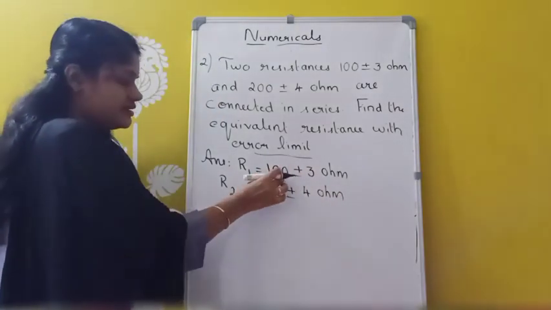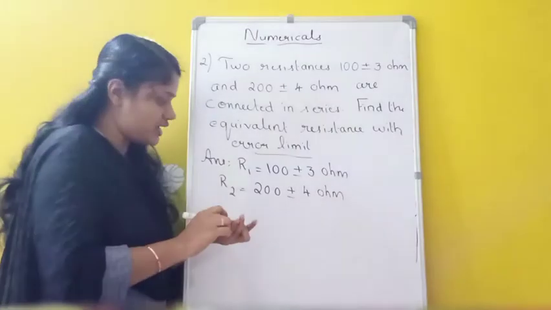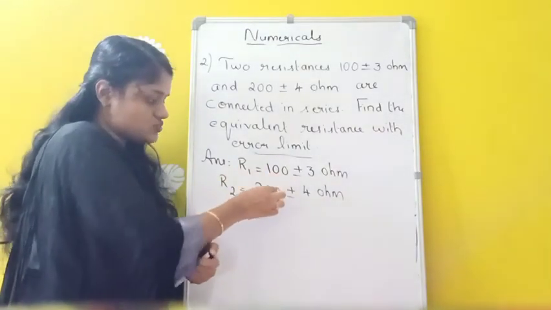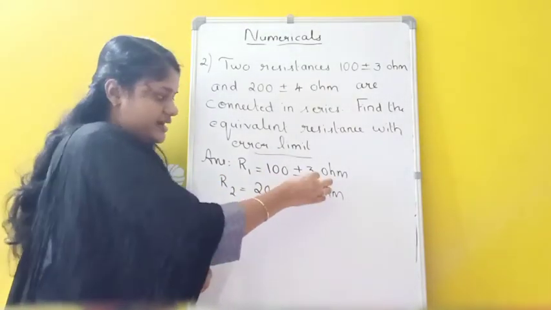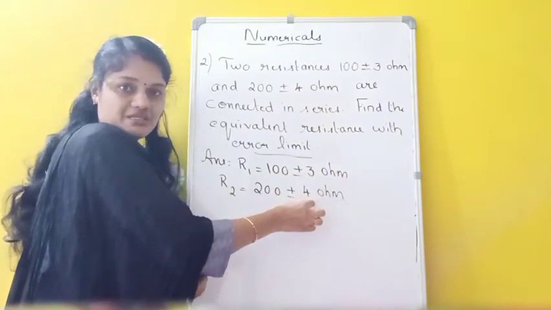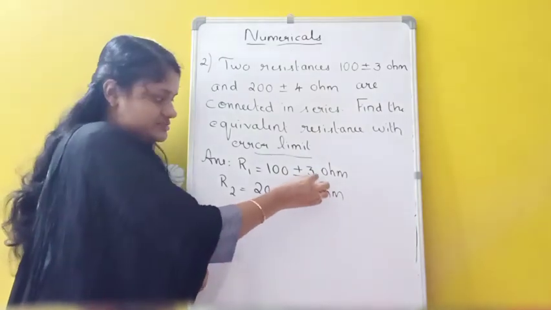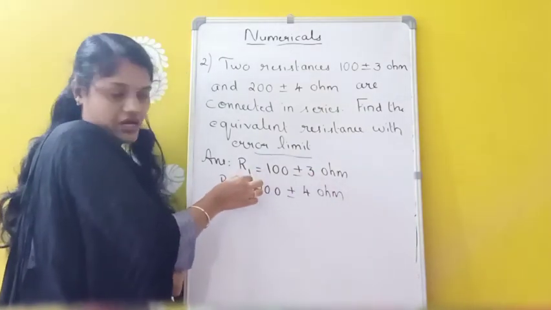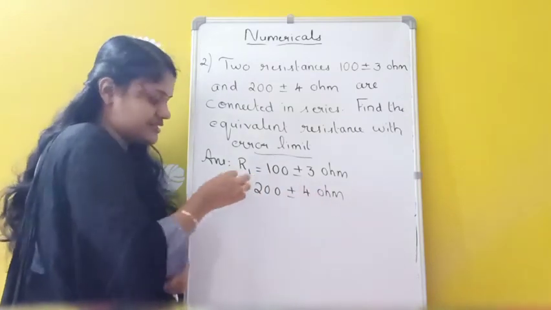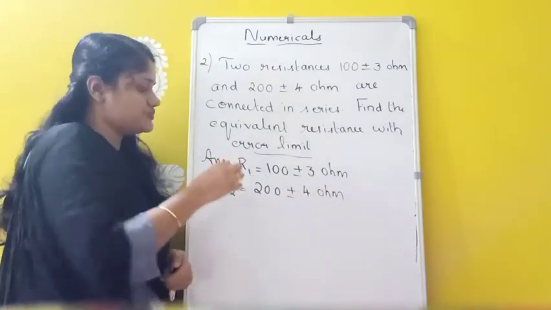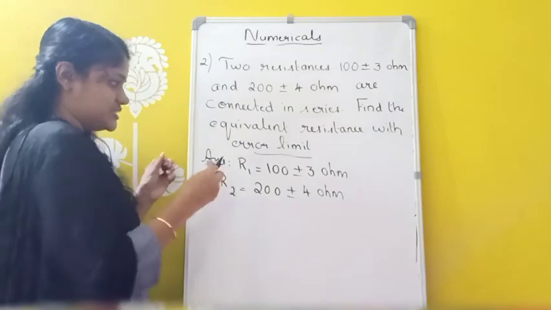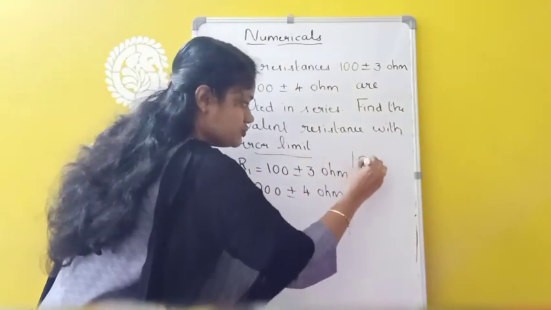Here 100 and 200 represent the true values of resistance, or we can say the mean values. And this 3 as well as this 4 represents the error in the measurement. This 3 represents the error in the measurement of R1, and this 4 represents the error in the measurement of R2. Suppose we have one physical quantity Q.